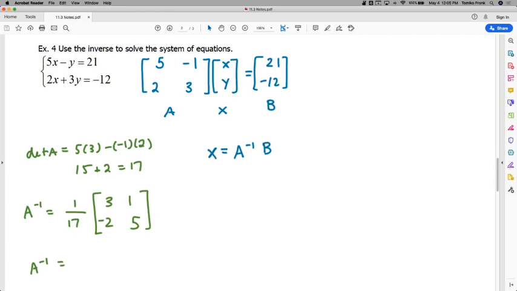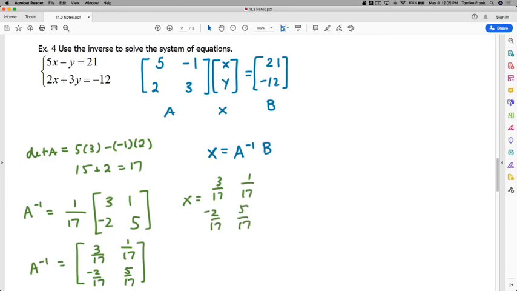So the inverse matrix is this kind of ugly looking one, where we've got those hideous denominators there. Okay, so 17 is in the denominator. Okay, to get X, we are going to take this inverse matrix and we are going to multiply by B, which is 21 and -12.